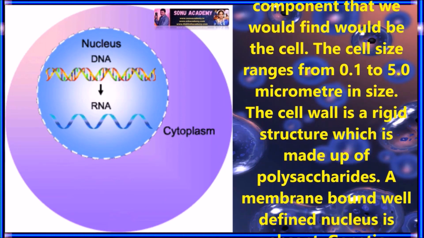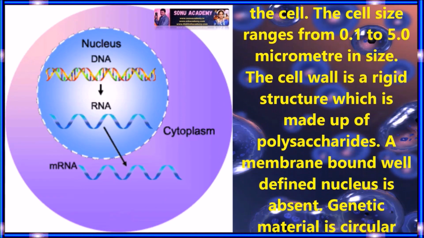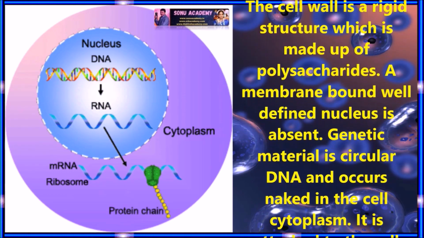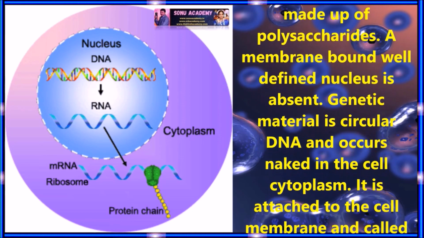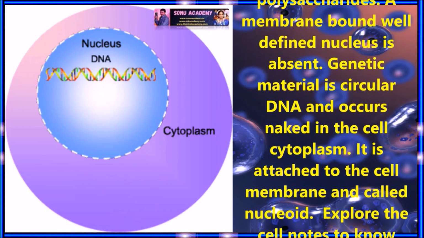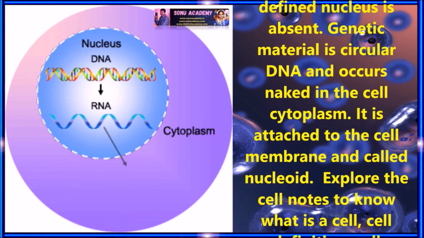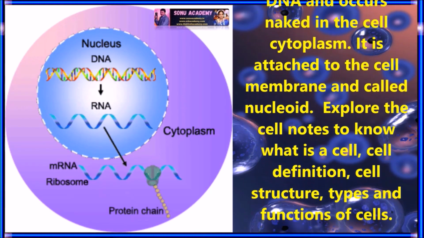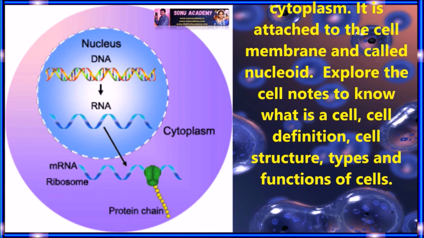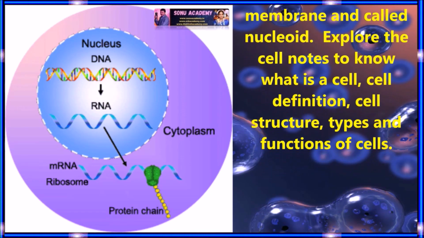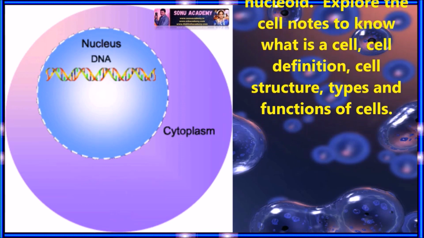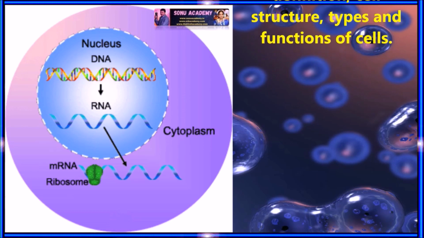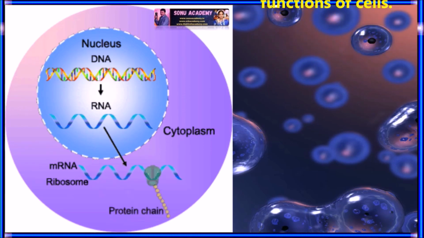The cell size ranges from 0.1 to 5.0 micrometers in size. The cell wall is a rigid structure which is made up of polysaccharides. A membrane-bound, well-defined nucleus is absent in some cells. Genetic material is circular DNA and occurs naked in the cell cytoplasm. It is attached to the cell membrane and called the nucleoid. Explore the cell notes to know what a cell is, cell definition, cell structure, types and functions of a cell.